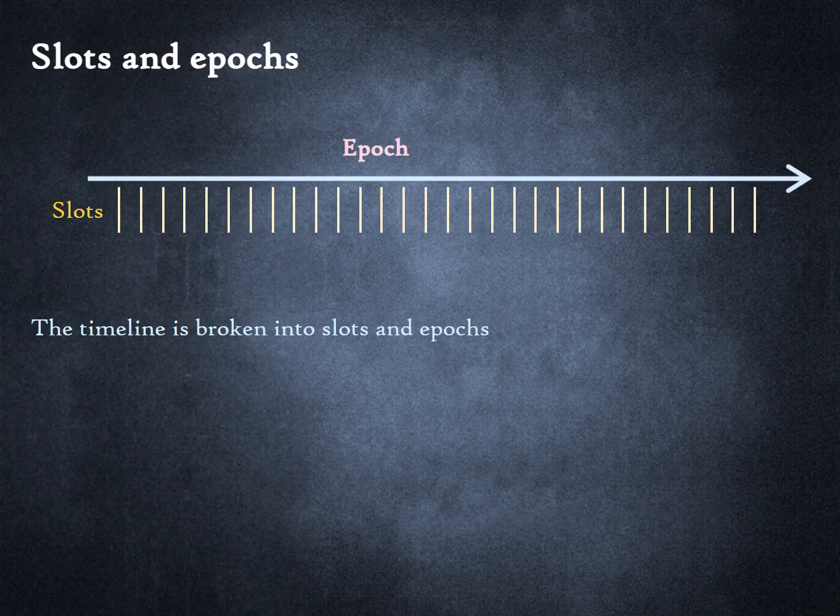In Ethereum, the timeline is broken into slots and epochs. When Ethereum migrated to proof of stake in 2022, a slot was 6 seconds and an epoch was 32 slots, which is 6.4 minutes. These parameters are subject to change over time if majority of Ethereum users vote for changes.